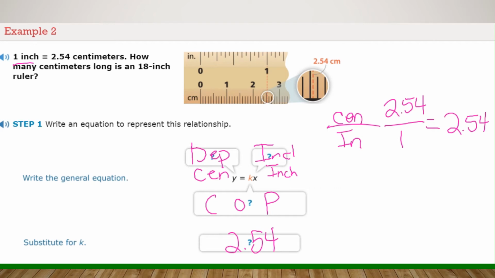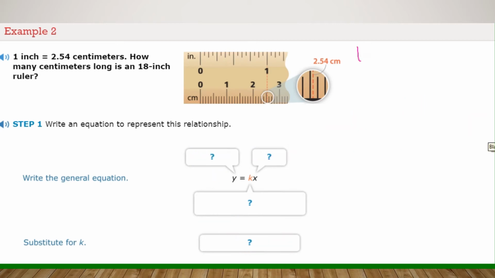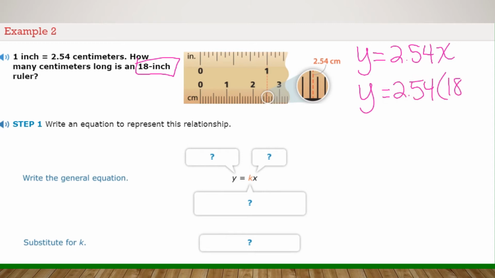Now, in order to answer this question, we're first going to build our equation. The first part to build our equation was find the constant of proportionality, which is 2.54. So our equation will look like y equals 2.54x. Remember, y is our centimeters and x is our inches. So it's asking us, well, 18 inches equals how many centimeters? So in order to figure this out, we just need to substitute 18 in for inches, which is our x. So we are going to do 2.54 times 18.